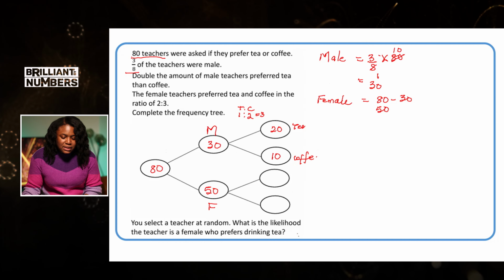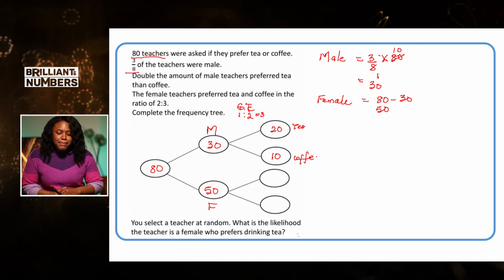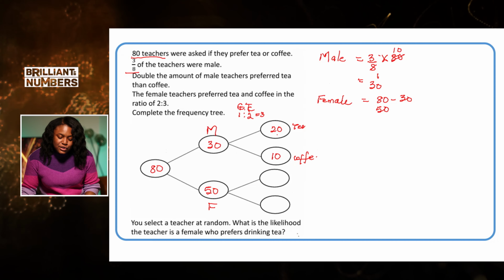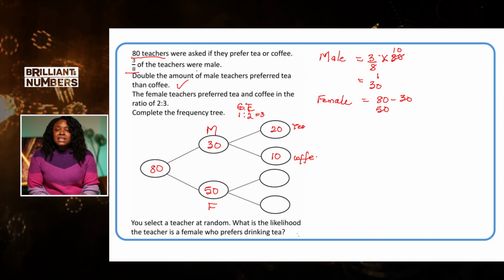So I need to swap these around. So this was our coffee, and this one was our tea, because double the amount of tea than coffee. So we filled that branch in. Now we tick this off because we're done.